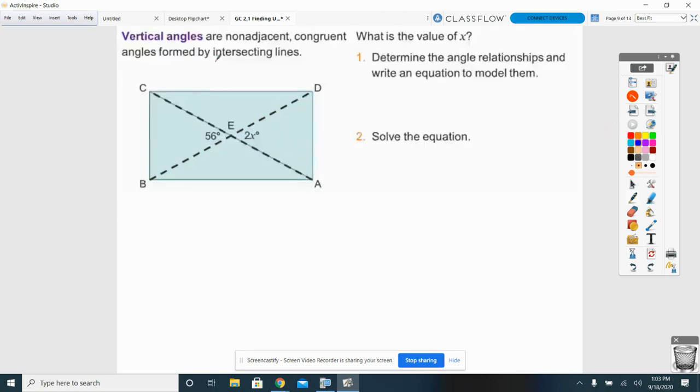The last idea today is something called vertical angles. And vertical angles are what we call kissing angles.